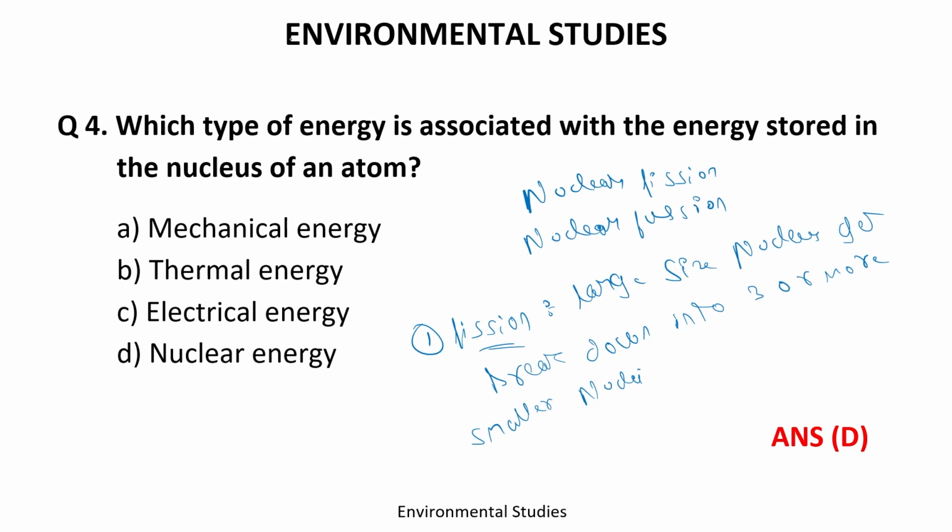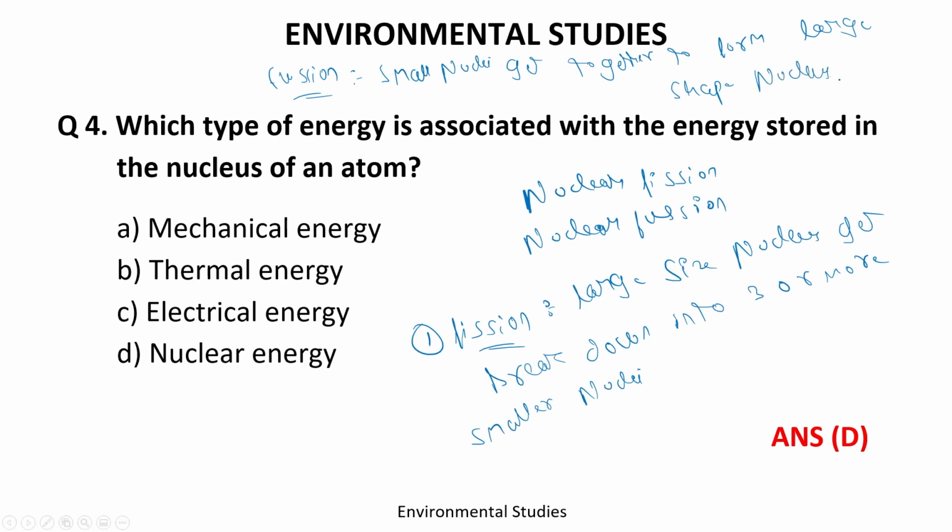If we talk about the fusion, then what happened? Small nuclei get together to form a large size nucleus. So there are two processes.